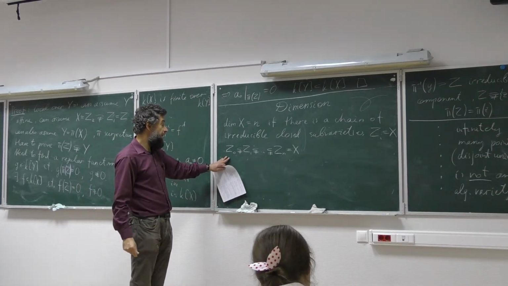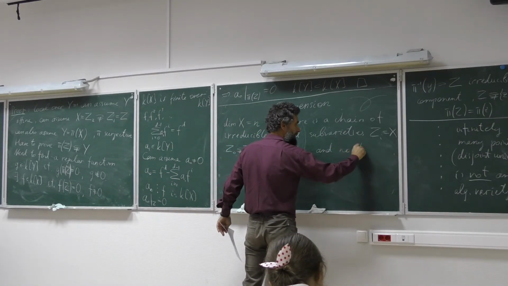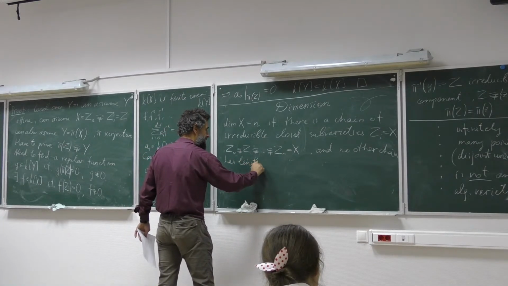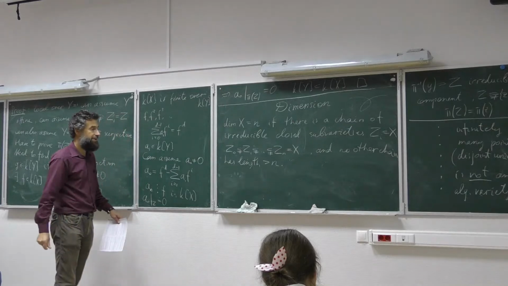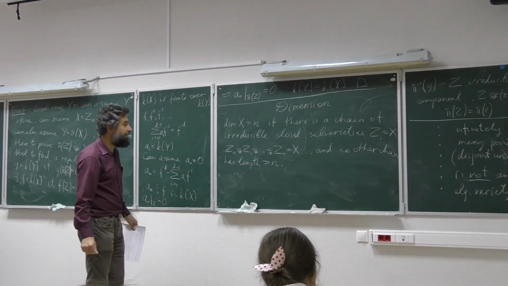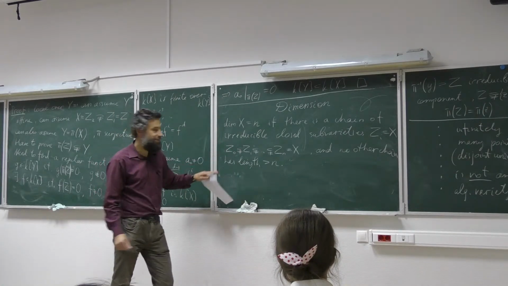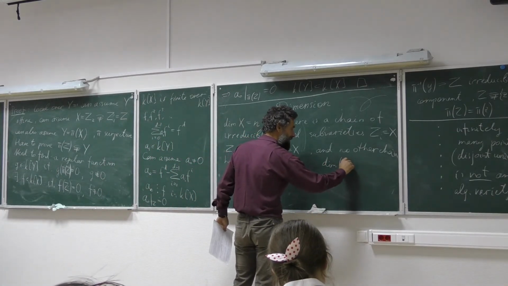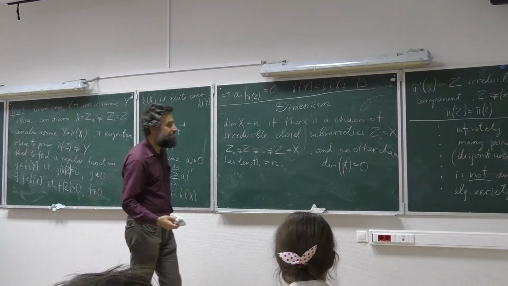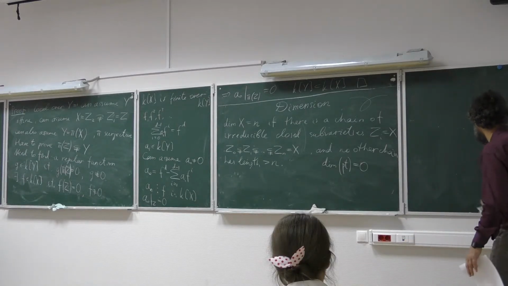Okay, no other chain has length bigger than n. So the longest possible chain like this has length n. This is dimension n. So far we only know that the dimension of a point is 0. That's for sure. So we don't even know the dimension of the affine space is its number, so to say. But let's prove this.